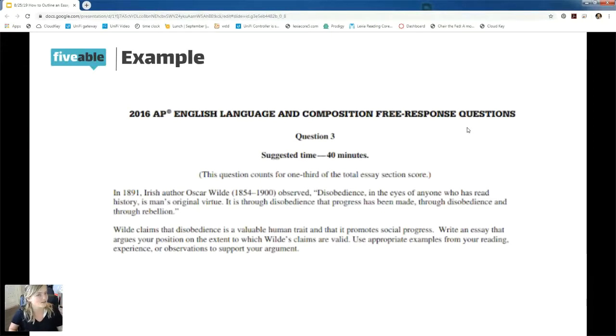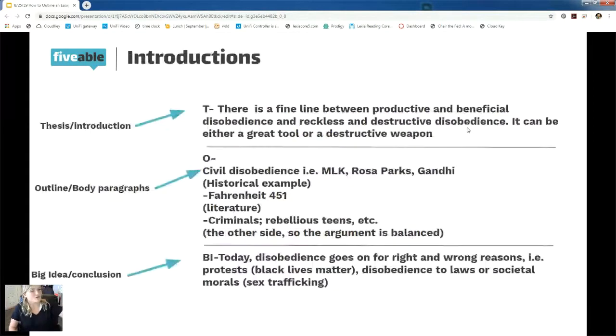But anyway, if we go here, for the T for the thesis, I just write a 1-sentence little thing of where I stand on this topic, right? So for mine, I put, there's a fine line between productive and beneficial disobedience and reckless and destructive disobedience. It can be either a great tool or a destructive weapon.